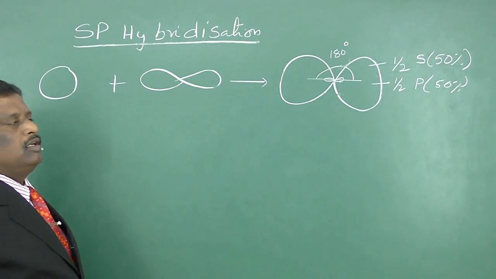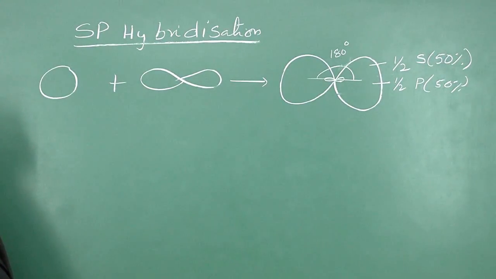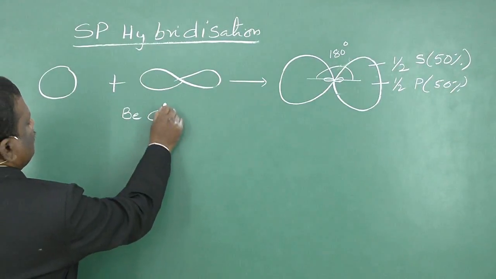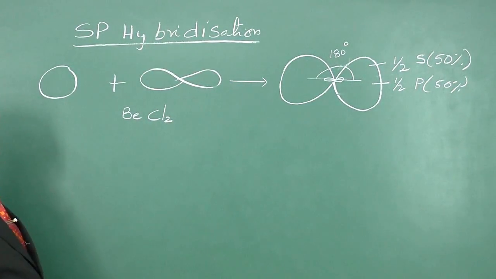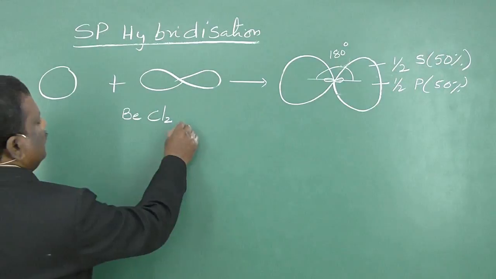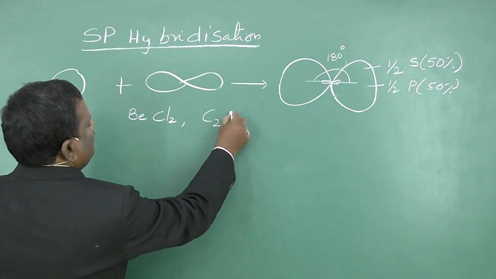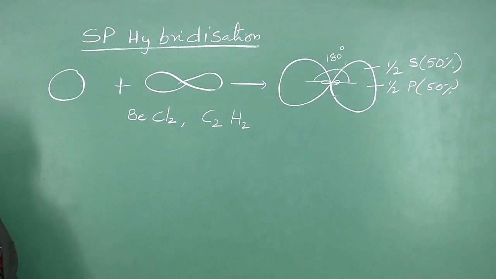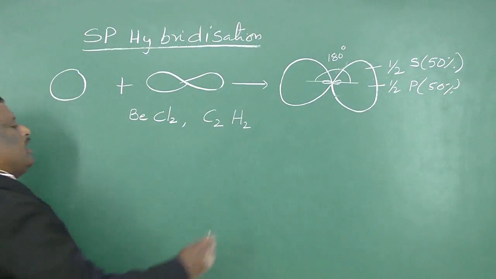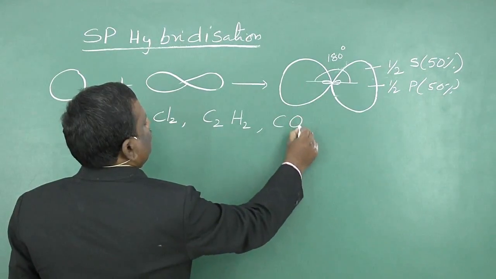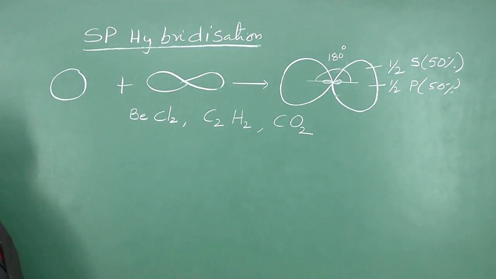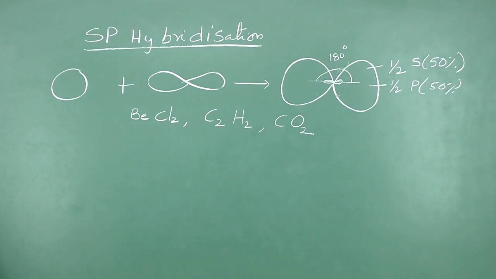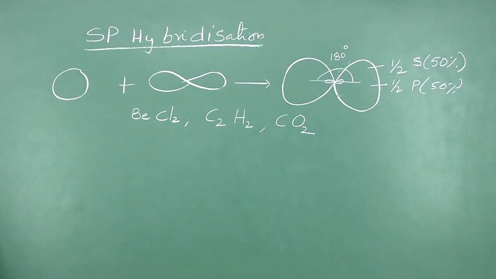The molecules which are involved in this hybridization are BeCl2, beryllium chloride, and ethyne C2H2, common name acetylene, and carbon dioxide CO2. These are the important molecules which are involved in this Sp hybridization.